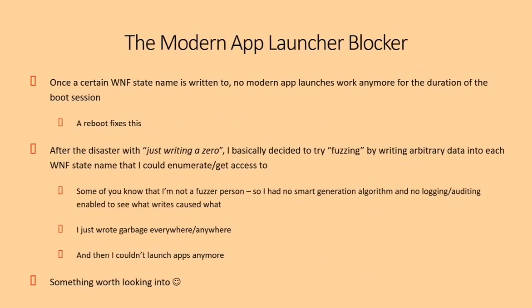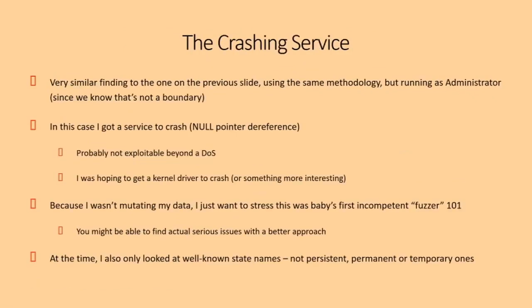Another thing that I've noticed is when I accidentally wrote some data in one of the WNF IDs, I wasn't able to launch any modern apps anymore. So Calc is modern nowadays. Regedit worked fine, Notepad worked, but Calculator, the new one in Windows 10, or any other Metro modern tile app wasn't launching anymore because it had accidentally corrupted one of the state names. Rebooted and it worked again. So I wasn't trying to fuzz and find these types of issues, but just while accidentally writing into the wrong thing, these things are happening.